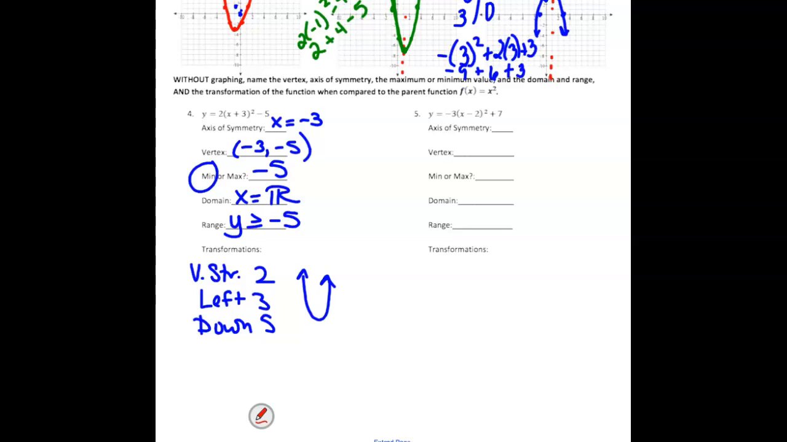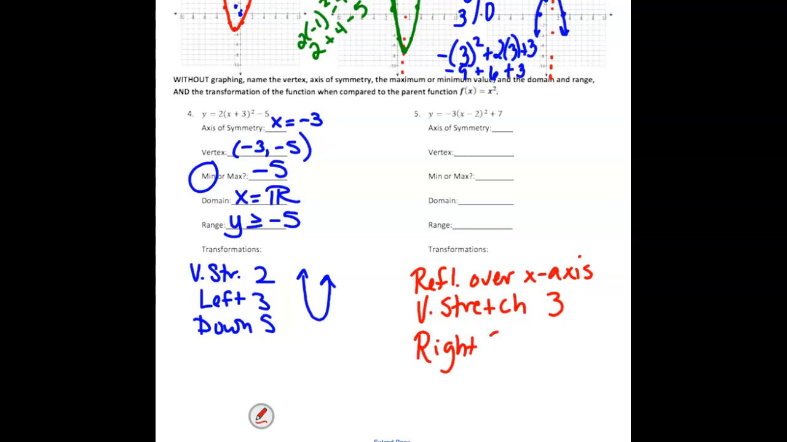All right, analyzing our transformations. We have a -3 in front, that's our A piece. So that means we have reflected this over the x-axis. We've done a vertical stretch of 3. The subtracting 2 inside our parentheses means we've moved it right 2, and we have moved it up 7. So right 2 up 7 puts my vertex at the point 2, 7.